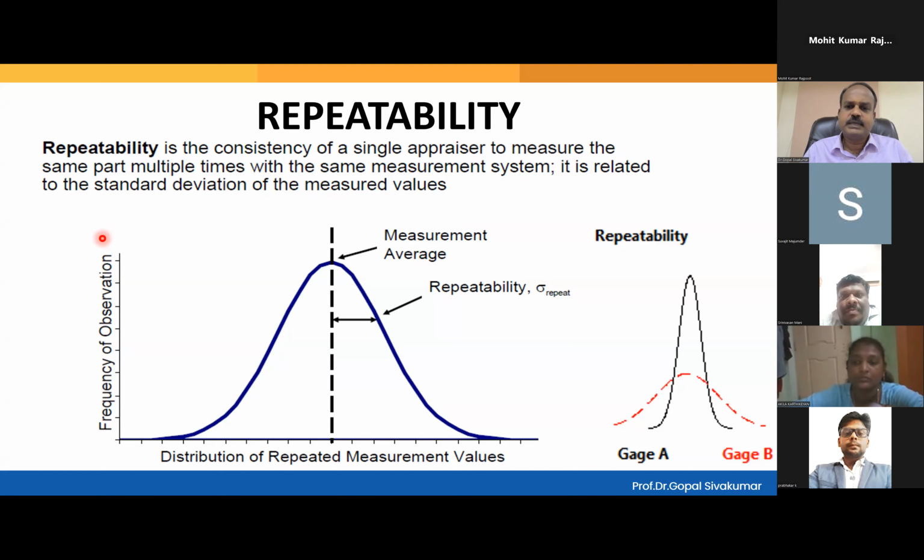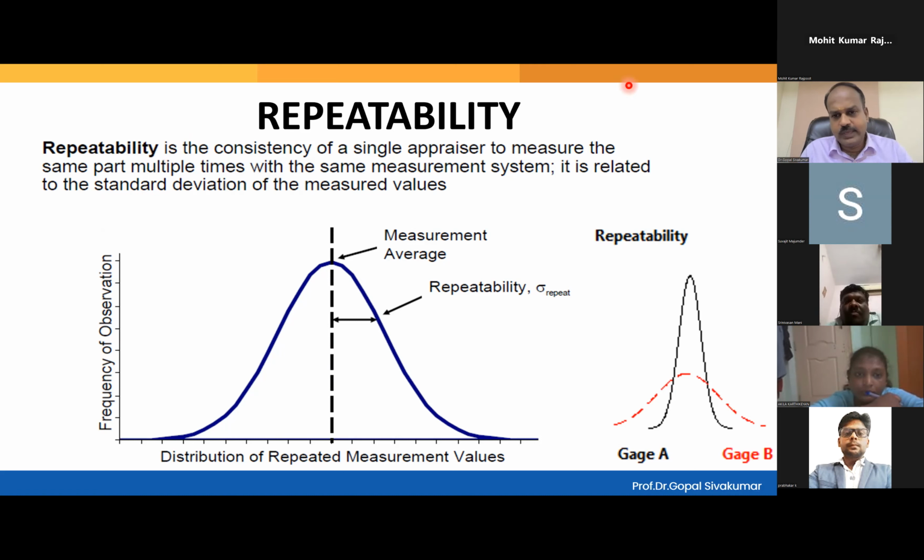Repeatability is the consistency of a single appraiser to measure the same part multiple times with the same measurement system. It is related to the standard deviation of the measured values. Very good. If the same person is measuring the same characteristic multiple times and the readings are not the same, that means there is inconsistency. Then it is known as repeatability error. But if the readings are the same, we call it consistency. Then the readings are repeatable.